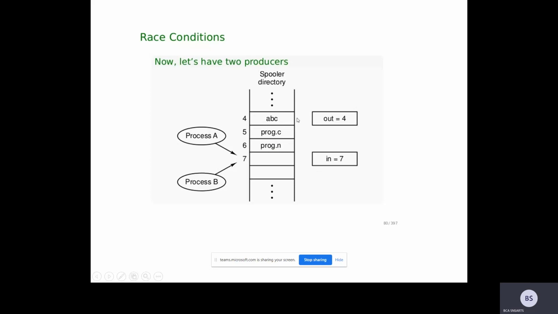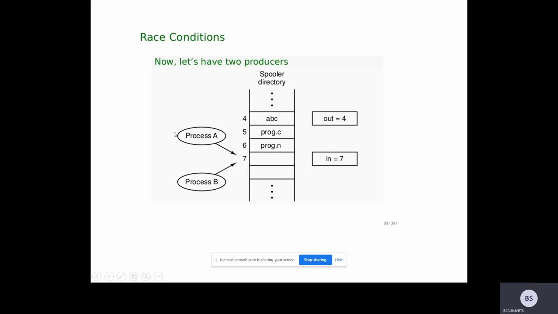where the spooler directory is controlled by two variables called in and out. Out is the variable that points to the next file to be printed. In is the variable which points to the next free slot. Okay, the spooler daemon checks the out variable. The fourth is the next file to be printed. Once it's taken for printing, it will update to 5. So three slots are filled. The next free slot is 7.